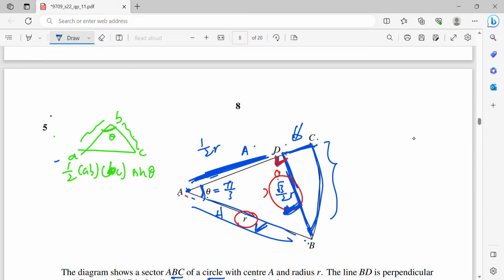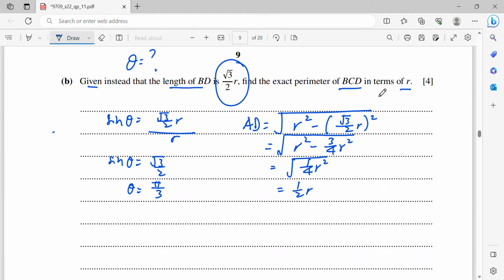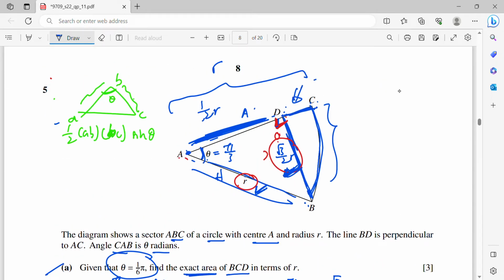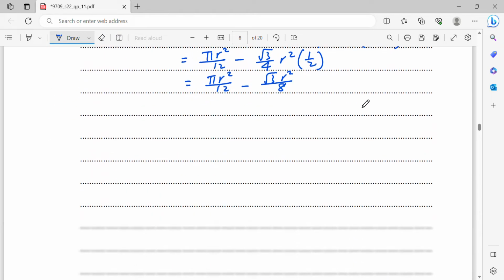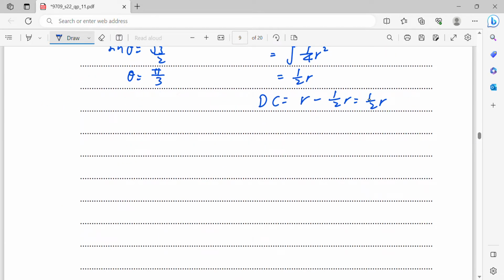So if AD is half R, DC will be R minus half R. Okay, so I will get my DC is half R. Now I know that here is half R found. Now, next step is to get the arc length BC. Arc length is theta R. Now my theta is pi over 3. So my BC is theta R, which is pi over 3R.